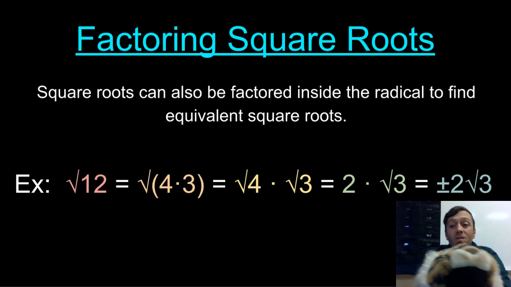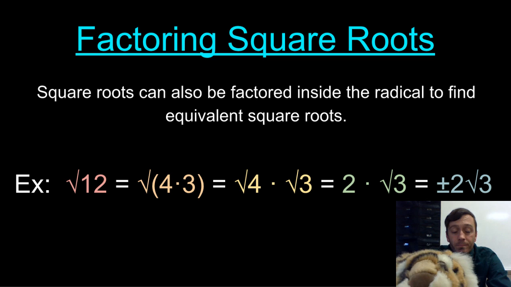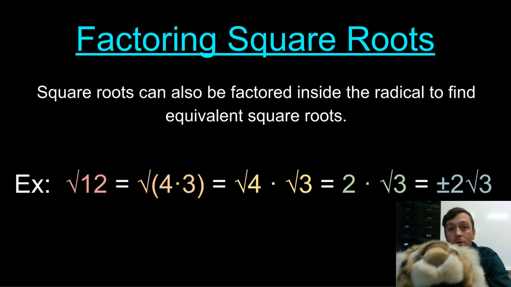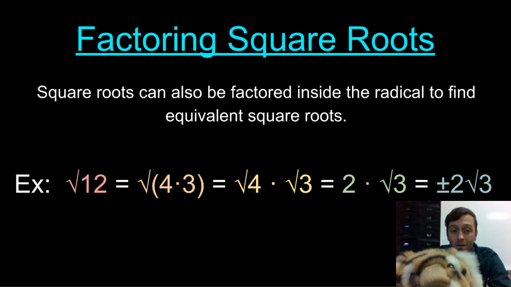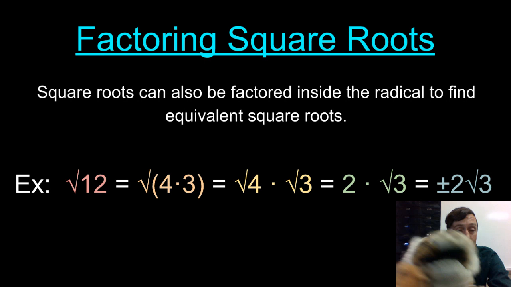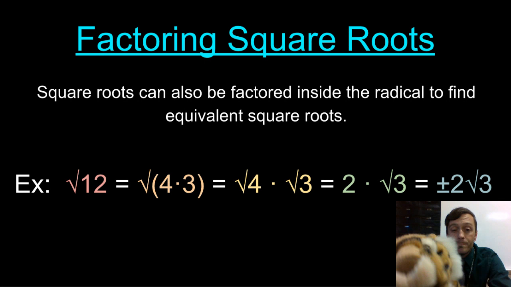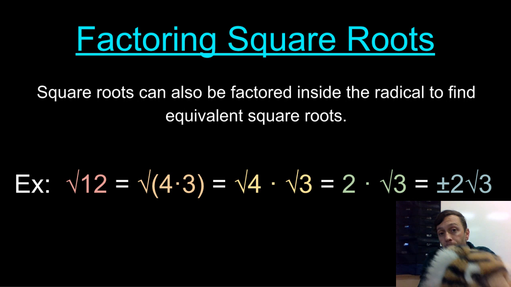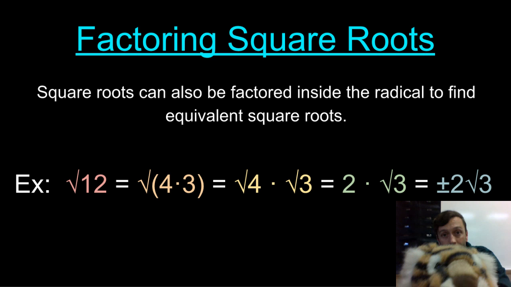Factoring square roots. Okay. Right? So we have a non-perfect square. So we can break down what's inside the radical into factors and then try and find a square root inside of it. Our example, square root of 12. 12 is just 4 times 3. So we get the square root of 4 times 3. So we can split that up to the square root of 4 times the square root of 3. The square root of 4 is 2. So now I have 2 times square root of 3. And you can just write that as 2 square root 3.